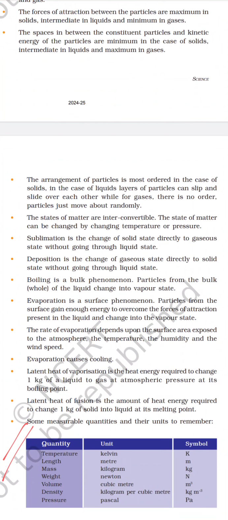Some measurable quantities and their units to remember: quantity, unit and symbol. Temperature, Kelvin, symbol K. Length, meter, symbol m. Mass, kilogram, symbol kg. Weight, Newton, symbol N. Volume, cubic meter, symbol m cubed. Density, kilogram per cubic meter, symbol kg per meter cubed. Pressure, Pascal, Pa.